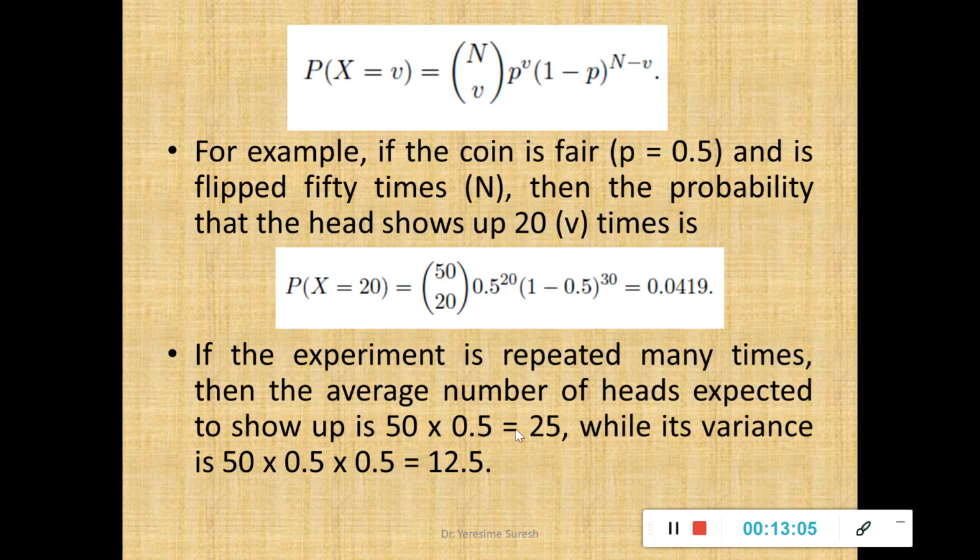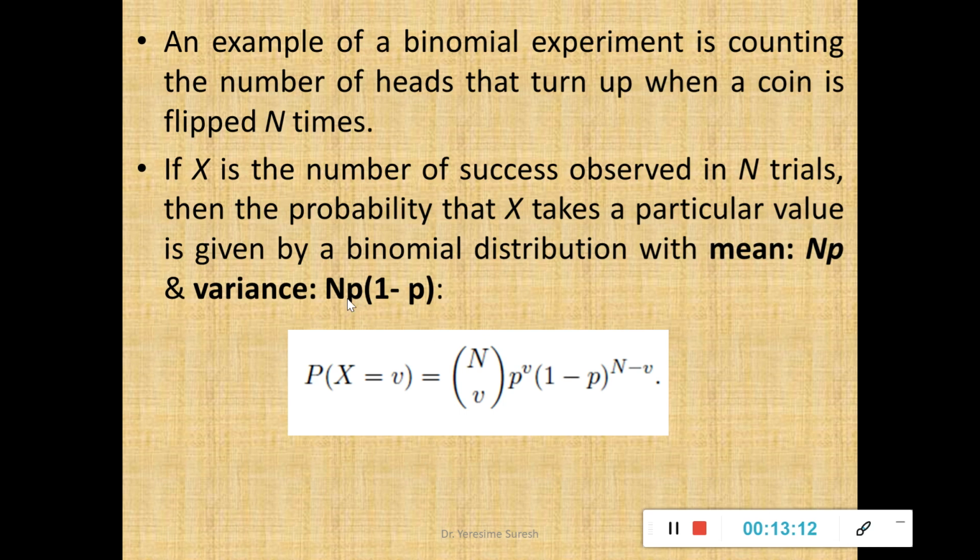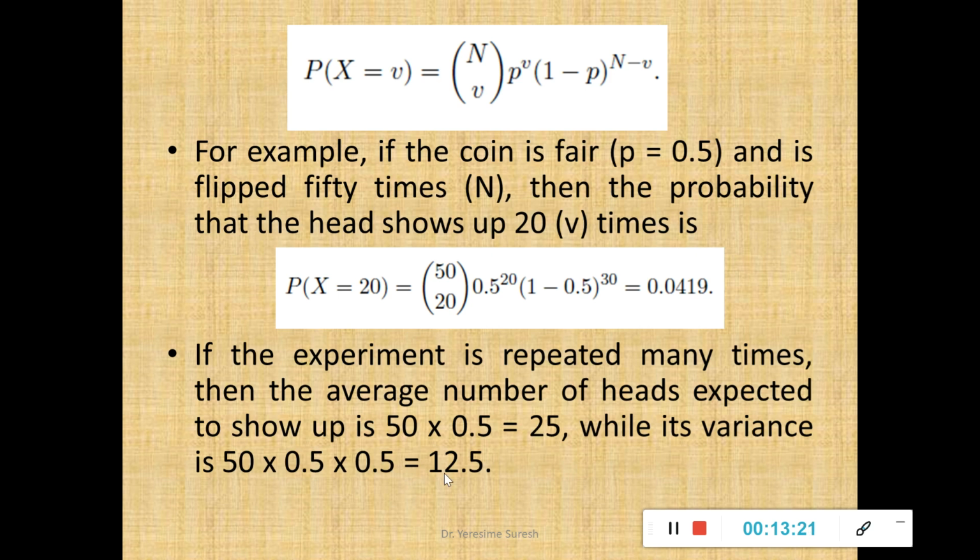The number of trials is 50 and the value of p is 0.5. So 50 into 0.5 is 25, while its variance is 50 cross 0.5 cross 0.5. That means variance is defined by np into 1 minus p. The n value is 50, p value is 0.5, 1 minus 0.5 is 0.5. So 50 into 0.5 into 0.5 will be equal to 12.5. So if I repeat this experiment n number of times, the mean number of heads out of 50 flips is 25, and similarly 25 for tails, and the variance is 12.5.